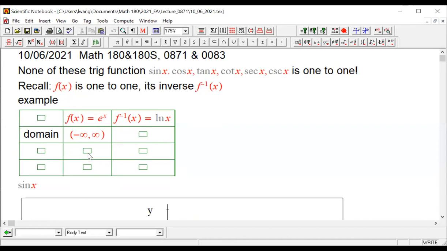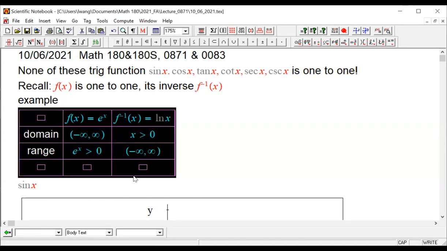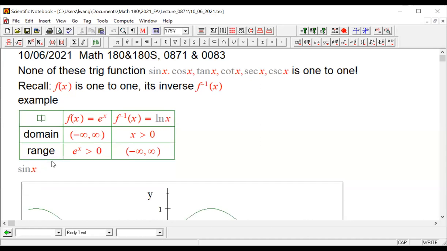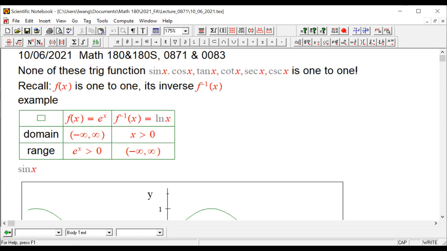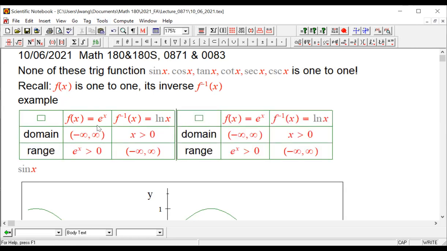And the range of e to the power x is larger than 0, always. And what will be the domain for ln x? Well, this x must be greater than 0. And the range for ln x is going to be all real numbers. So this relationship, that one's domain is the other's range, is consistent.